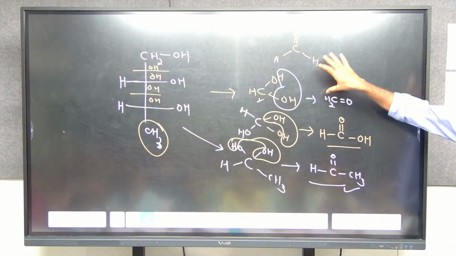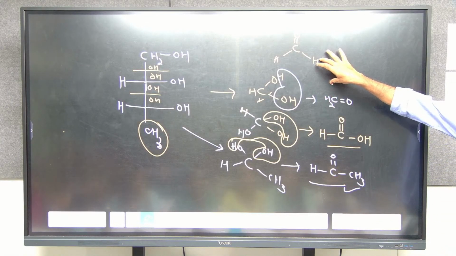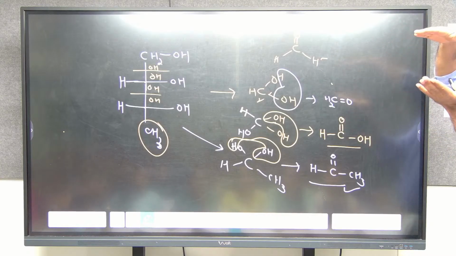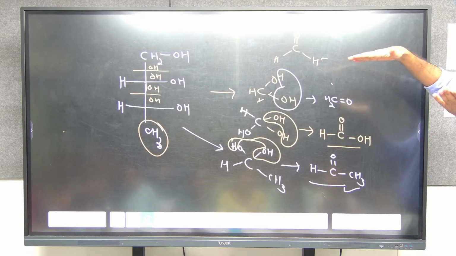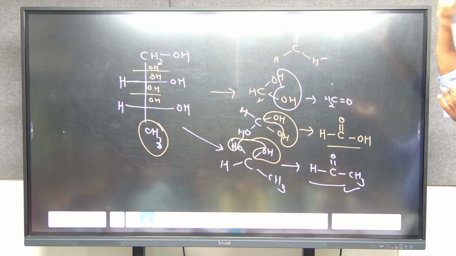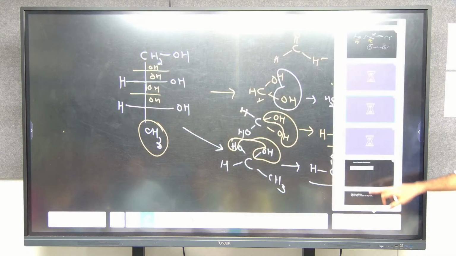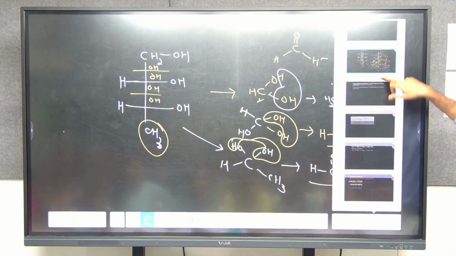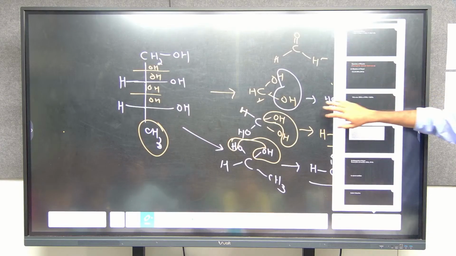Next. So what to do? Periodic acid treatment means, if diols are present, break that into 2 equal halves and insert OH above and below. That's it. Okay, next.